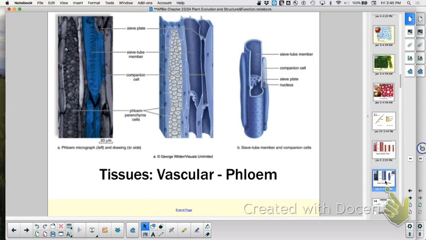Yes. They carry different things. So what does phloem primarily carry? Nutrients, sugar. Now, there's water in phloem too, right? Otherwise, it's not going to work. But it primarily carries sugars, whereas xylem is transporting water. Okay? Some more differences.